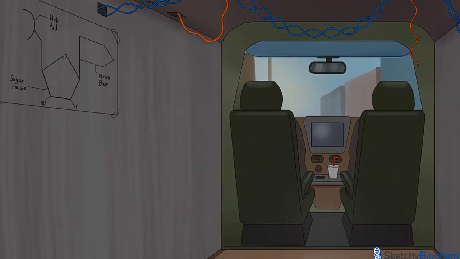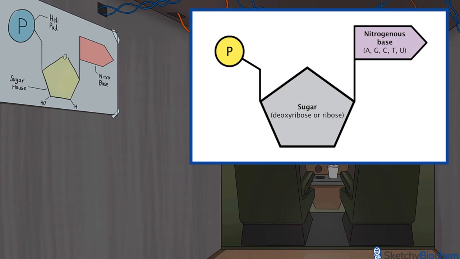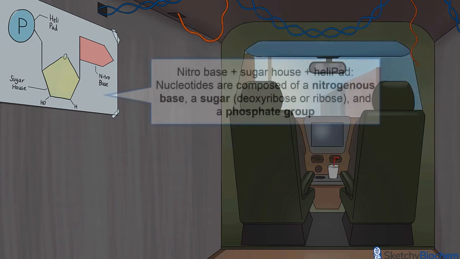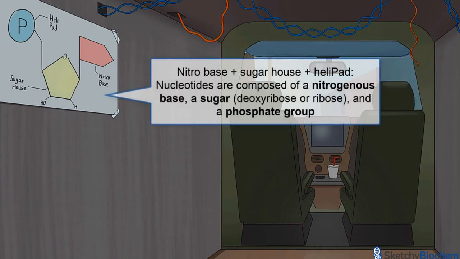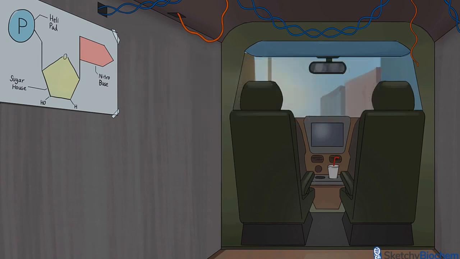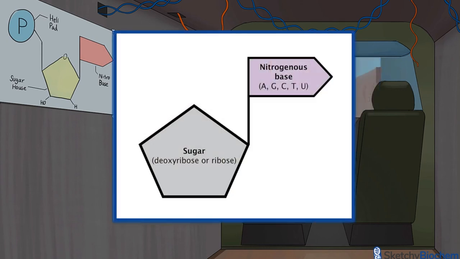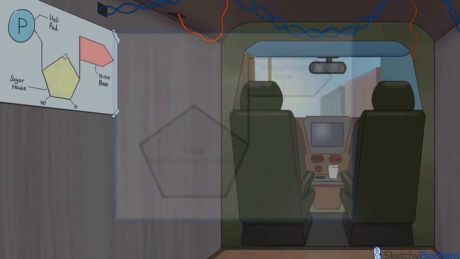Let's examine this map, which looks like a simplified version of a nucleotide. The Nitro Gang operates inside the nitro base, which is associated with a sugar house. There's also a helipad that connects to the sugar house, naturally. DNA and RNA contain many nucleotides. Each nucleotide consists of a nitrogenous base, a deoxyribose or ribose 5-carbon sugar, and a phosphate group. This differs from nucleosides, which only have a nitrogenous base and sugar.